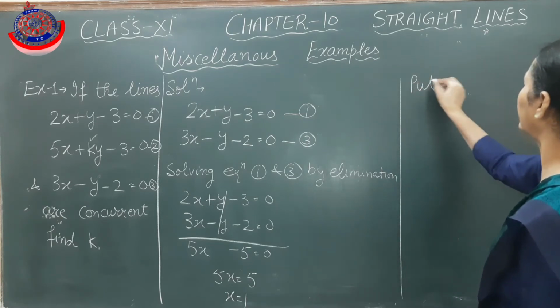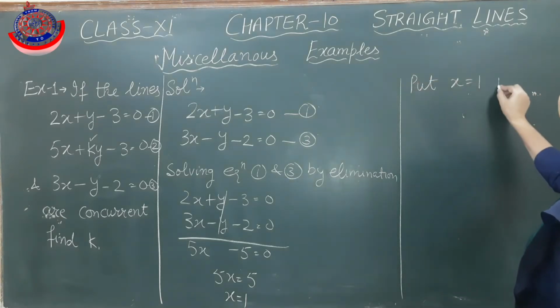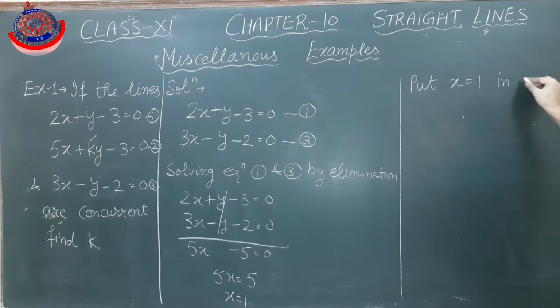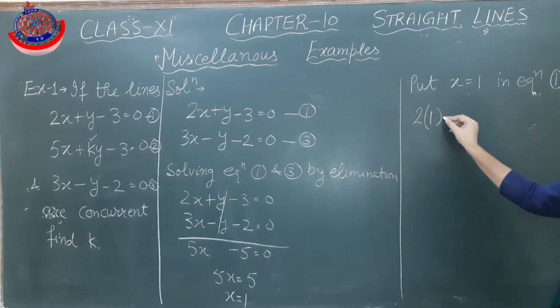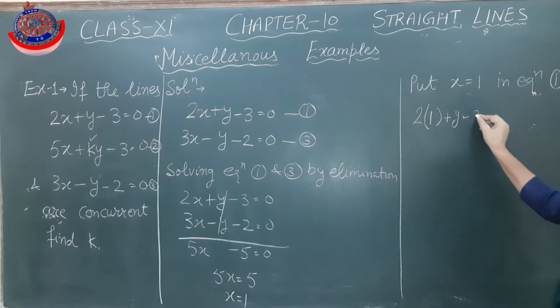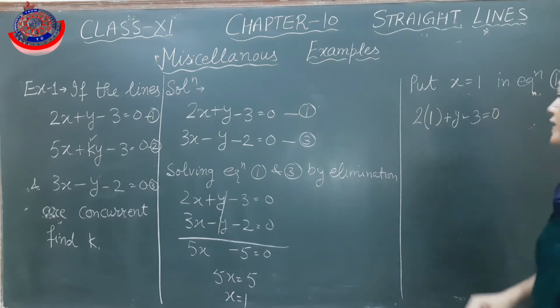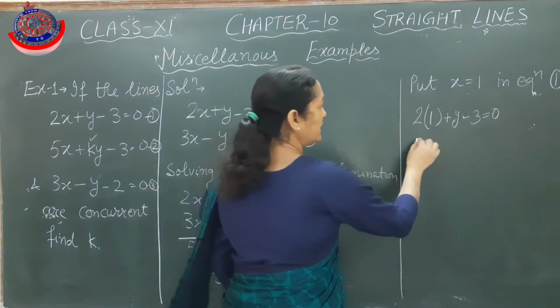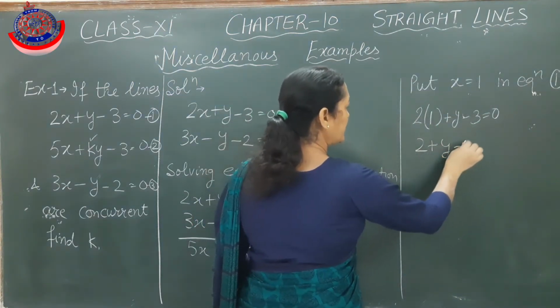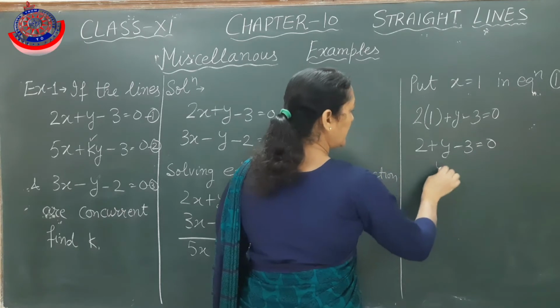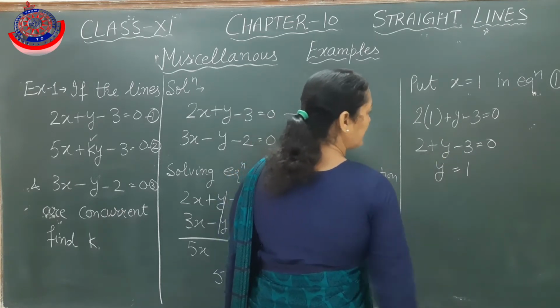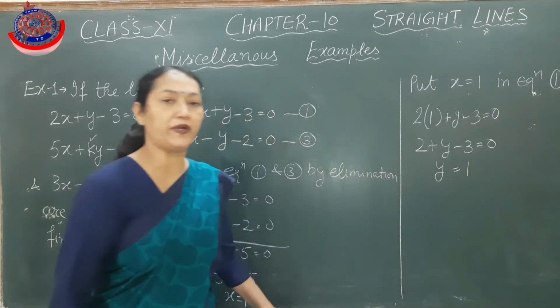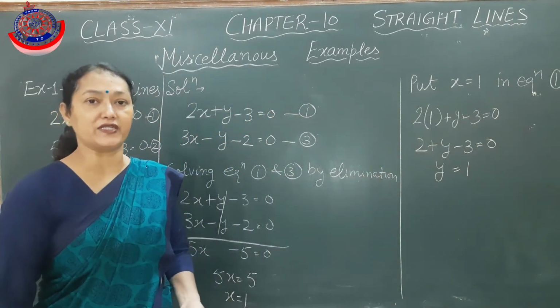Put x equals 1 in equation 1. So it will be 2 into 1 plus y minus 3 is equal to 0. So what will we be getting? 2 plus y minus 3 is equal to 0. This is y and minus 1, so going to that side, it will become 1. So we have obtained x as 1 and y as 1.